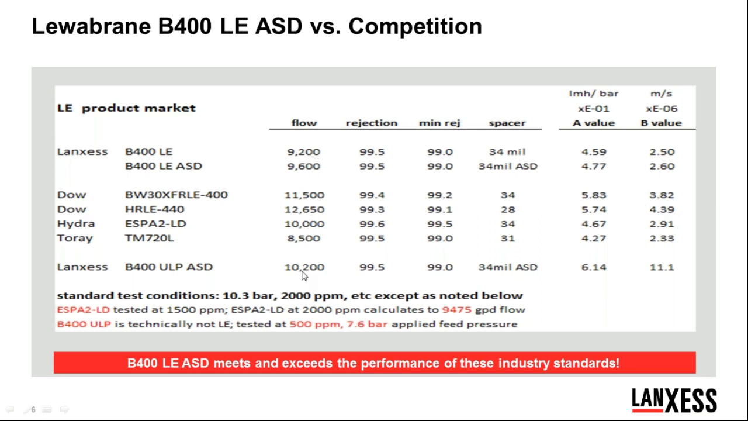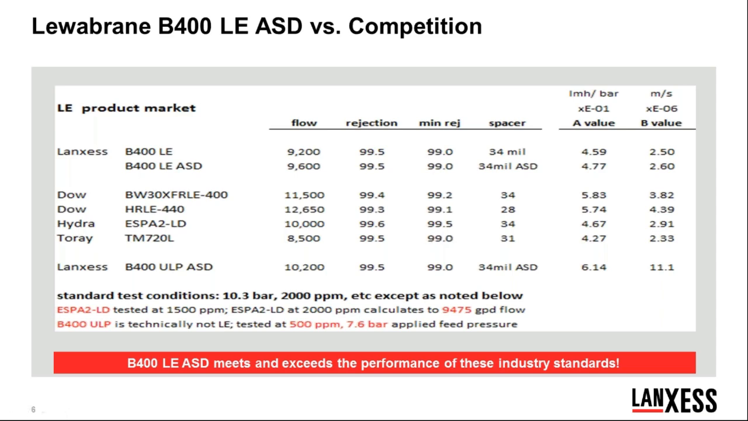So you can look at this array of different flows, and by going over to your A and B values, you can more or less get a sense of how these membranes compare to one another. What I would tell you here is these membranes are all competitive with one another. These are products that all can compete in the same membrane space.